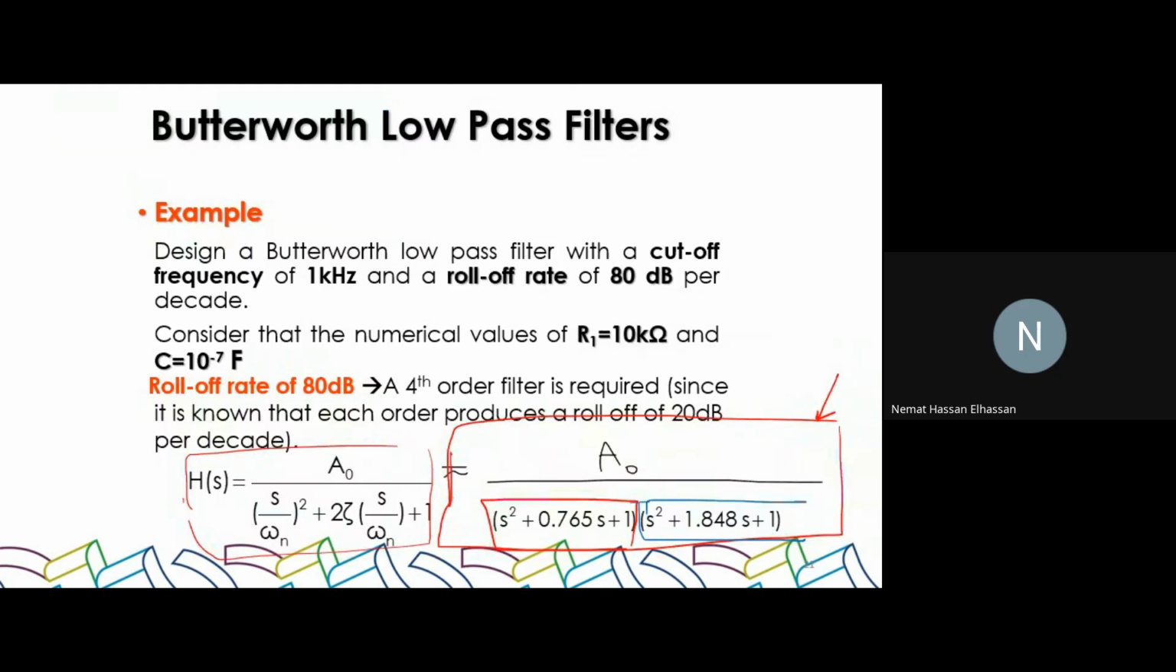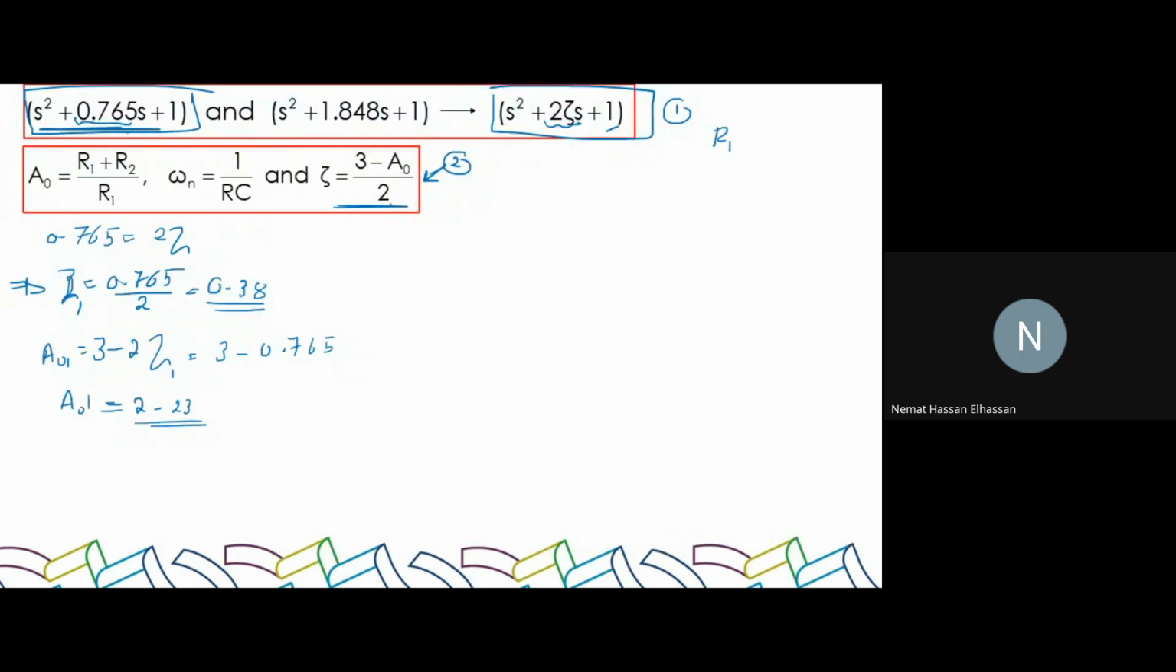So we have zeta, we have A0, and from the question, we're given R1 and C values. R1 is 10 kilo ohms, and C is 10 power minus 7 farads. Let me write them down. Okay, so we know zeta 1, we know A01. Can I find the value of R2 using this formula over here? If you know R1 and you know A0, you can find R2, right?